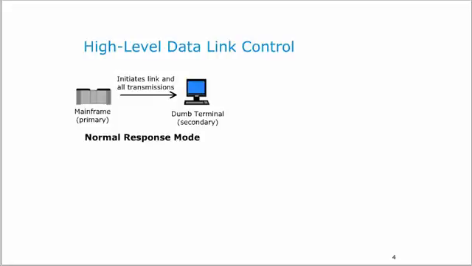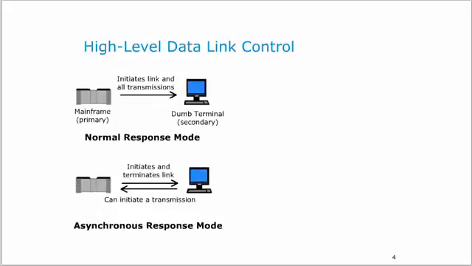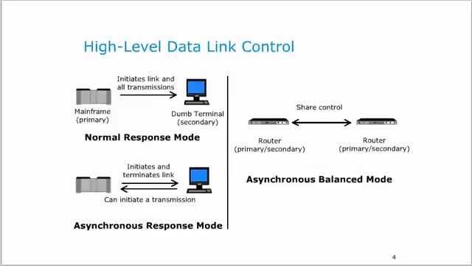In this mode, a secondary device can transmit only when the primary device specifically instructs it to do so. Asynchronous Response Mode, or ARM. A secondary device can initiate a transmission. However, the primary device controls the establishment and termination of the link. And Asynchronous Balanced Mode, or ABM. Devices at both ends of a connection are configured to be both primary and secondary devices and can establish a link, transmit data without permission, and terminate a link.